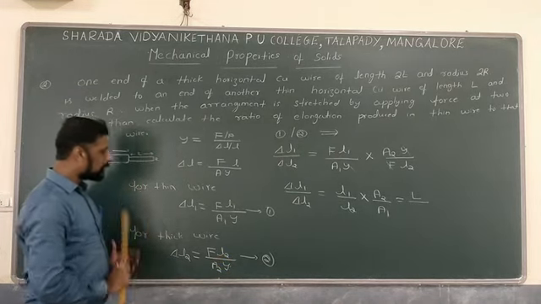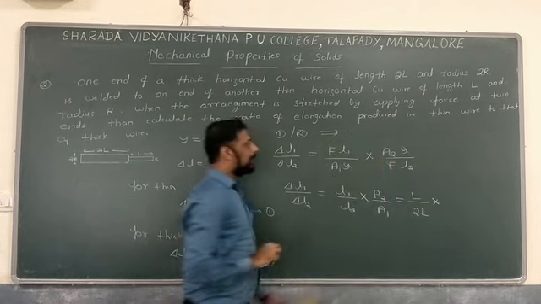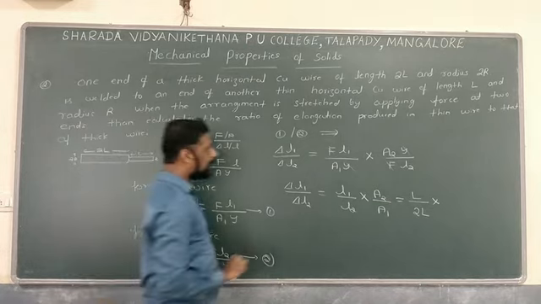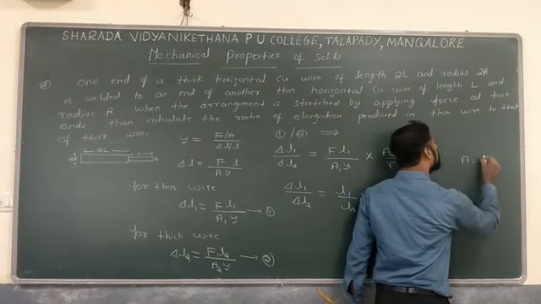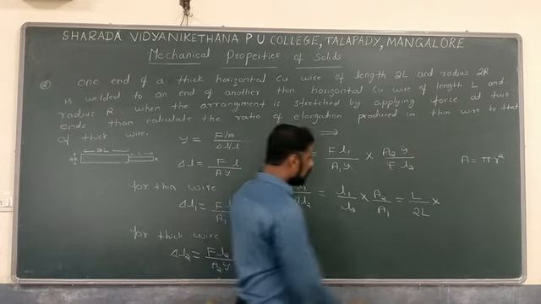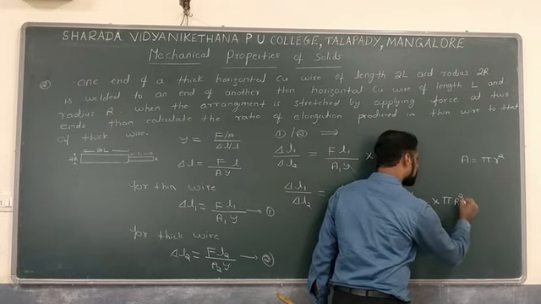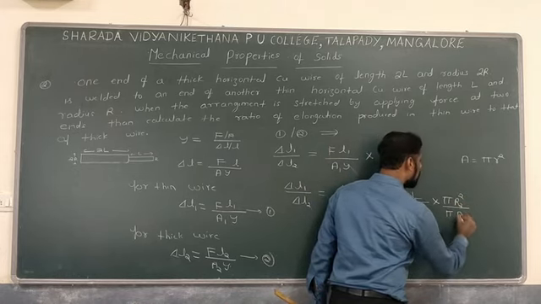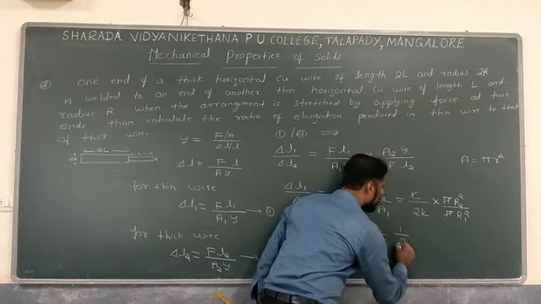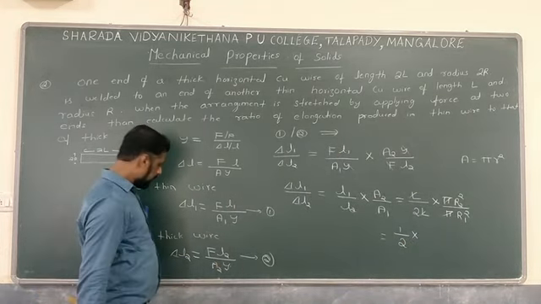L2 is the original length of the thick wire, that is 2L, multiplied by A2, the area of the thick wire. Area can be written as A is equal to pi r square, where r is the radius. Now A2 can be written as pi r2 square divided by pi r1 square. Pi gets cancelled, L gets cancelled. Then you can write 1 by 2 into r2, where r2 represents the radius of the thick wire.